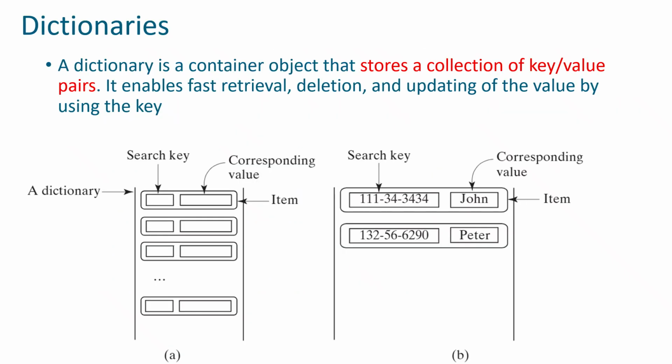Dictionaries. A dictionary is a container object that stores a collection of key value pairs. It enables fast retrieval, deletion and updating of the value by using the key. So a dictionary consists of key value pairs. The search key is there and its equivalent value is also there.